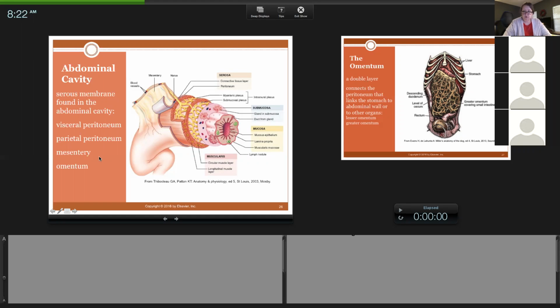I'm going to show you the omentum, and this just shows you the layers of the intestines and the nerve supply. And remember, the nerve supply is under autonomic control because the digestive system is considered smooth muscle, so we don't have conscious control.